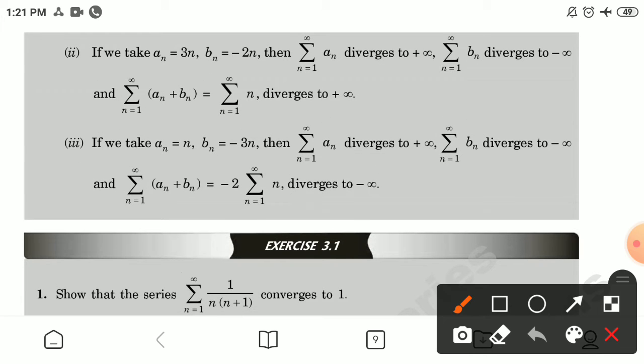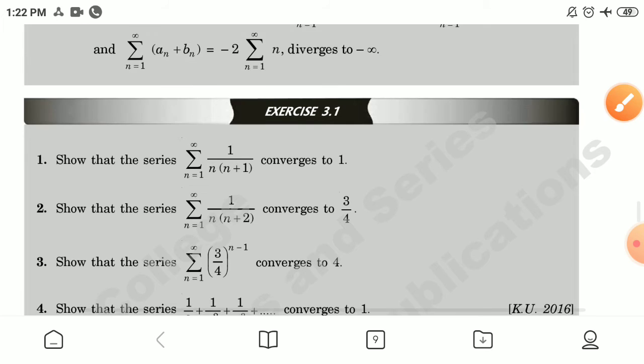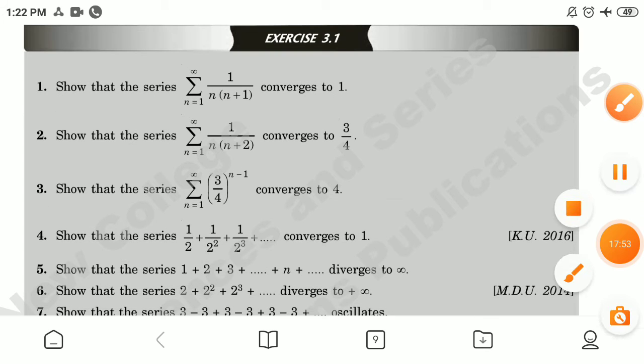Second, if we take an is equal to 3n, bn is equal to minus 2n, then summation an diverges to infinity, summation bn diverges to minus infinity, and their summation diverges to plus infinity. If we take the third one, an as n, bn as minus 3n, then summation an diverges to infinity, summation bn diverges to minus infinity, but their summation diverges to minus infinity. Dear students, try exercise 3.1.